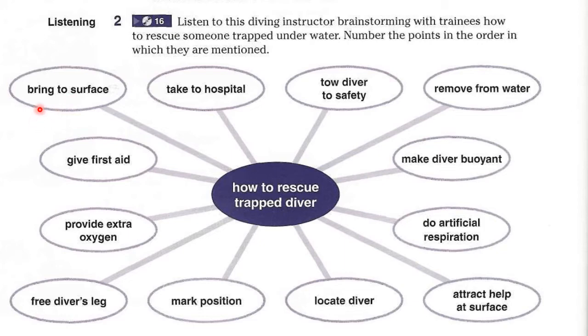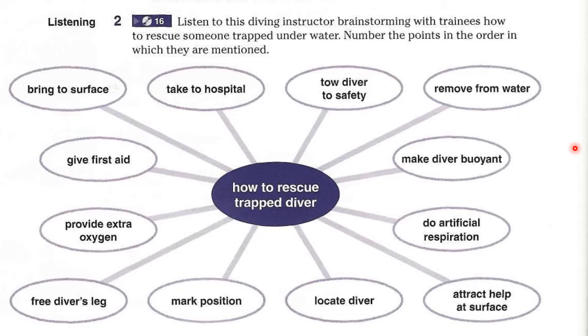Let's read them. Bring to surface, give first aid, provide extra oxygen, free diver's leg, take to hospital, mark position, tow diver to safety, locate diver, remove from water, make diver buoyant, do artificial respiration, and attract help at surface. Please, while listening, keep your pens in your hands. Try to put the numbers as you hear them in the order they are mentioned in the audio. Listen. Unit 6. Procedures. Recording 16.